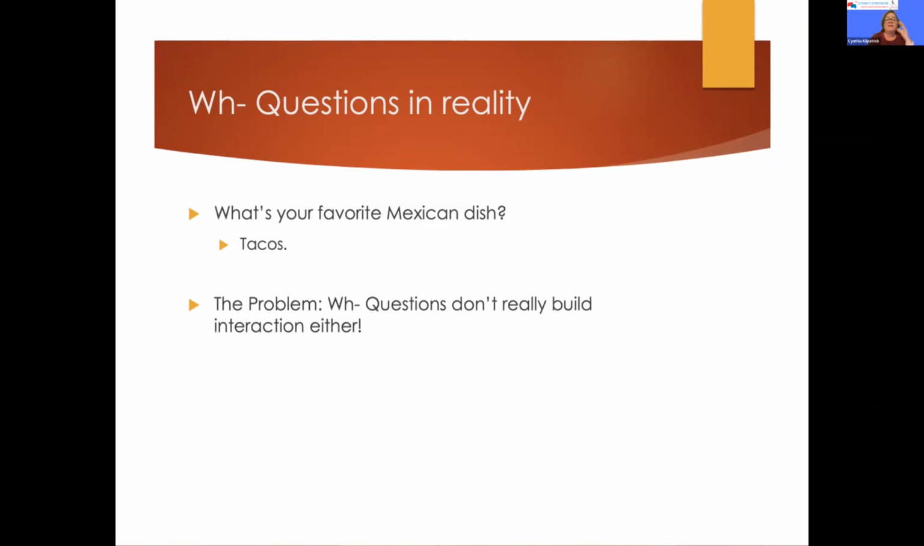So the problem we have is that WH questions don't necessarily build interaction either, because we still get one-word answers, and we want students to talk and interact much more than just with one-word answers. But actually, there's even a bigger problem, because sometimes if I say, what's your favorite Mexican dish? Crickets. I get nothing. There's no answer at all. And I'm saying, what's your favorite food? Sorry, food doesn't have to be Mexican dish. What's your favorite food? And I hear nothing. There is no answer. Okay.